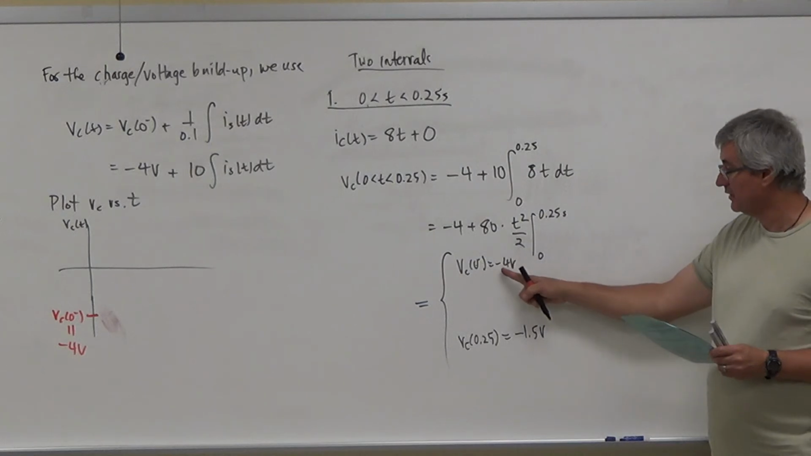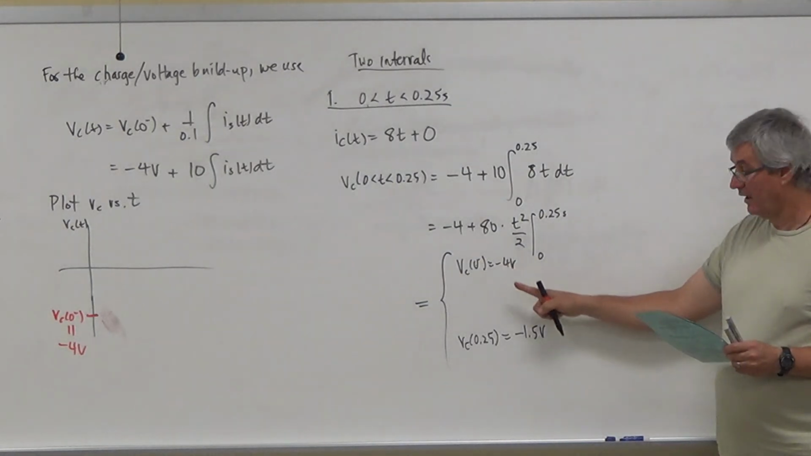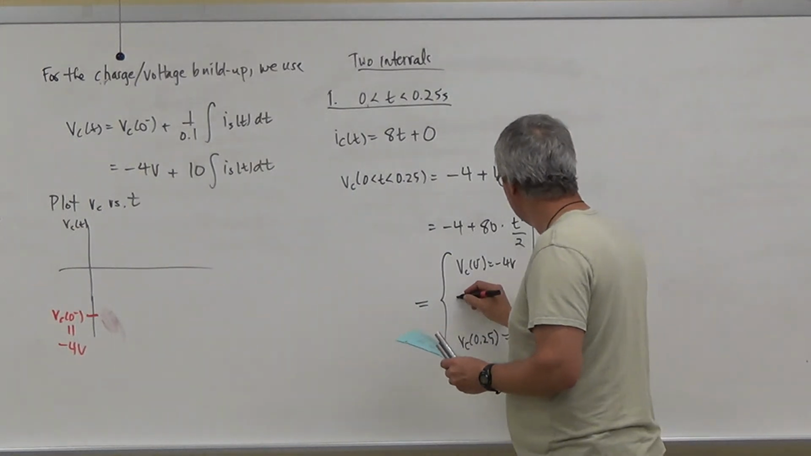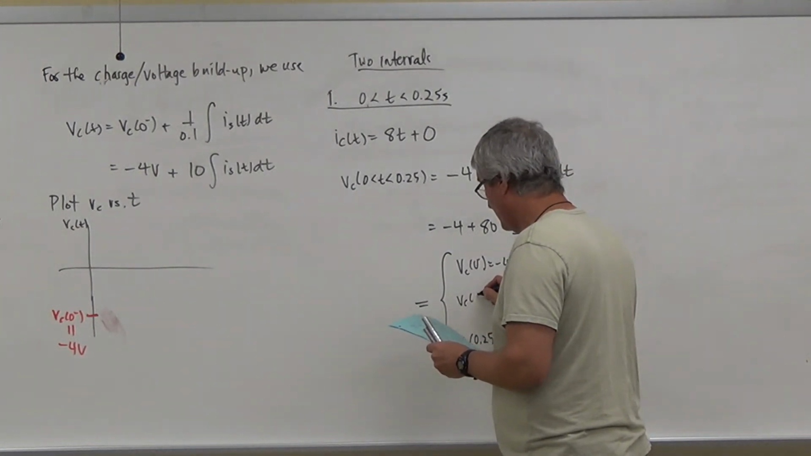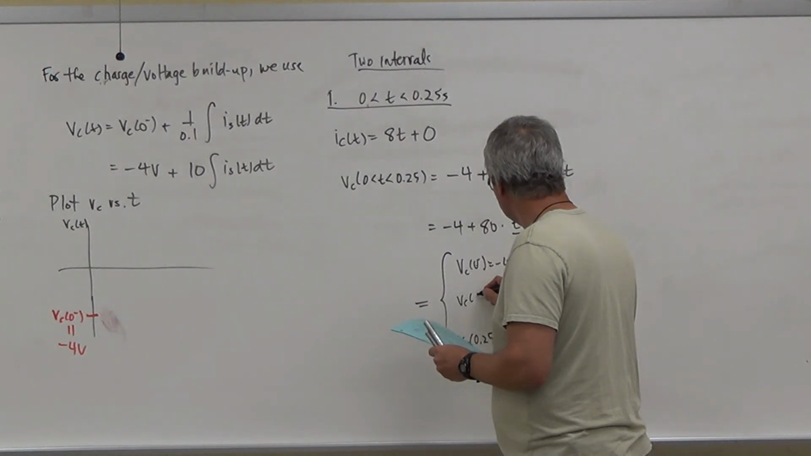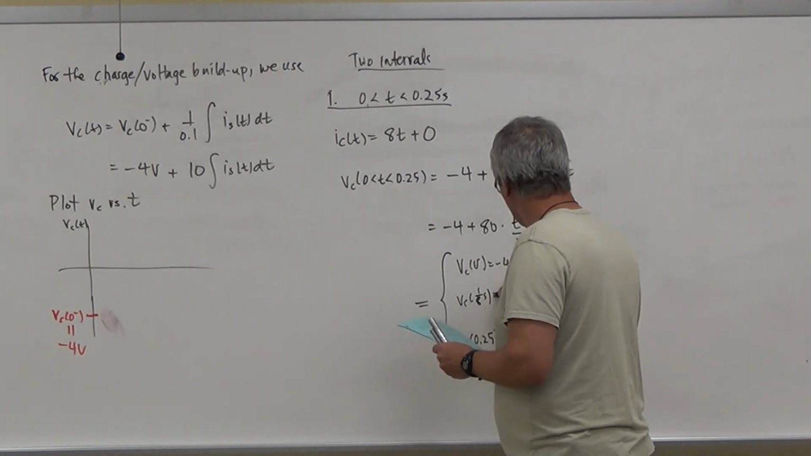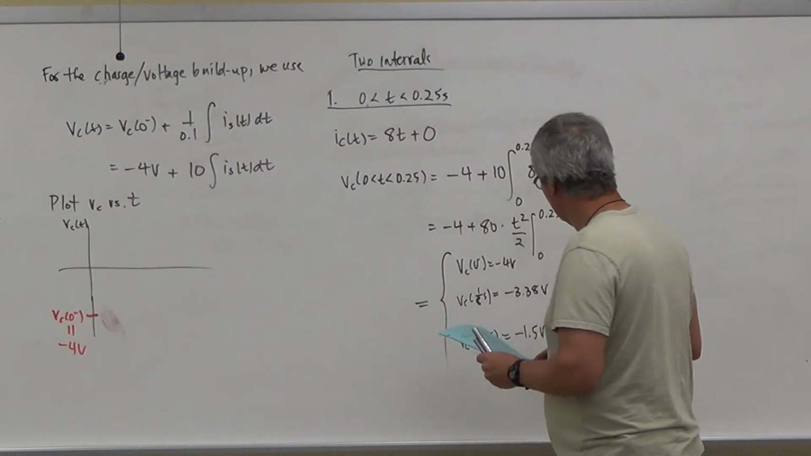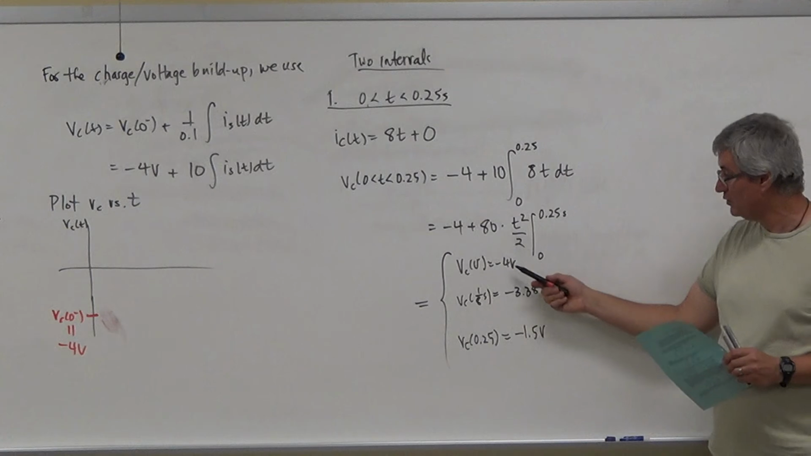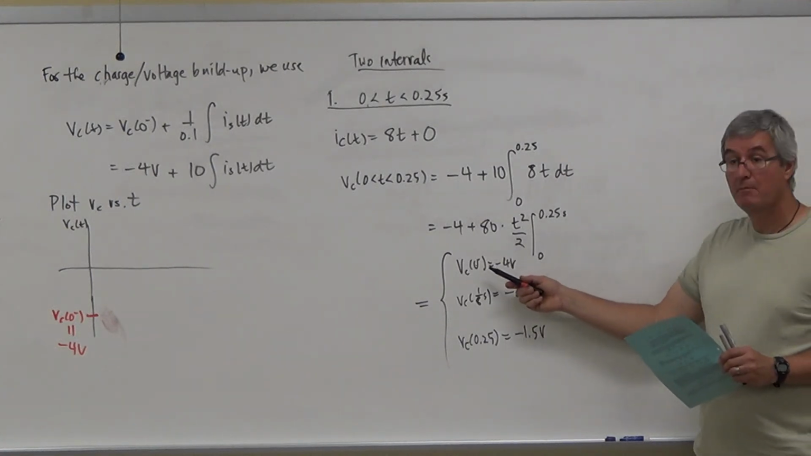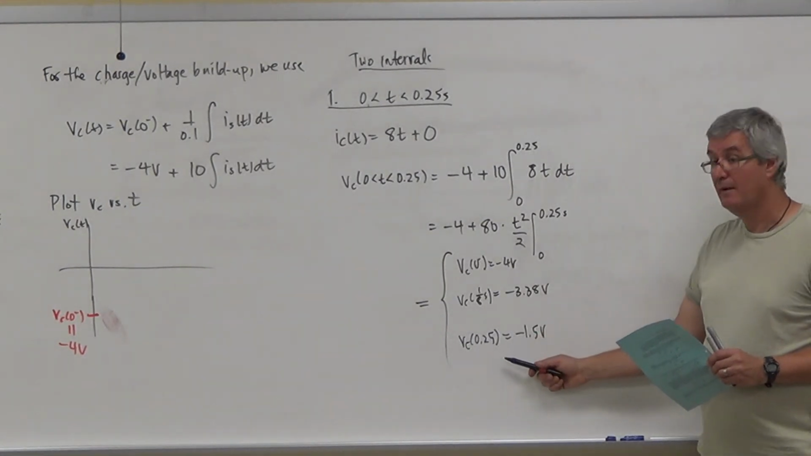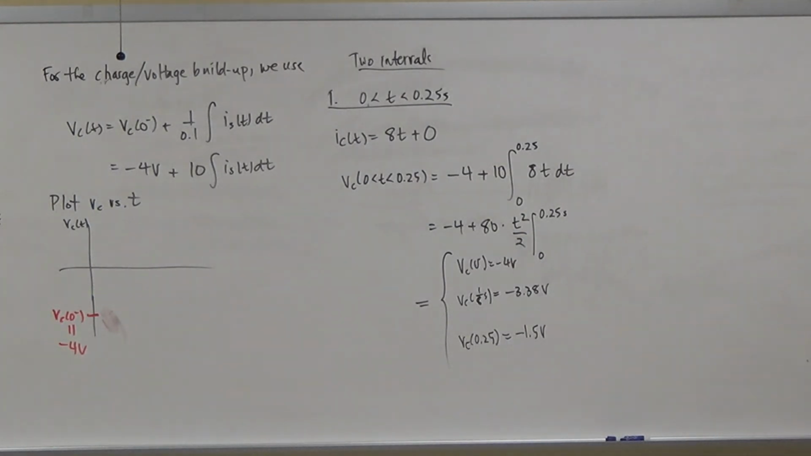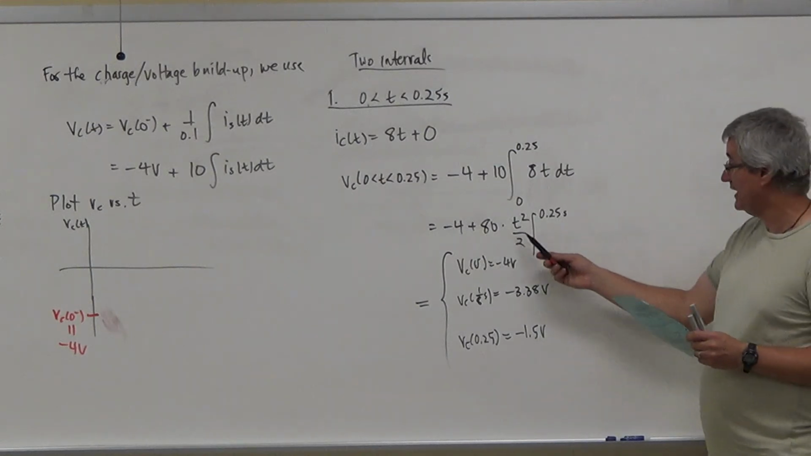So you're seeing that I started at -4 and I'm increasing in voltage. And just to remind you, if I put in an intermediate value, I did this for 1/8 of a second and I ended up getting -3.38 volts. So the voltage is going from a negative number to a more positive number, even though it's still negative. So this is the function that gives me that.